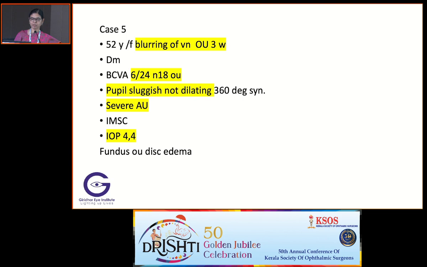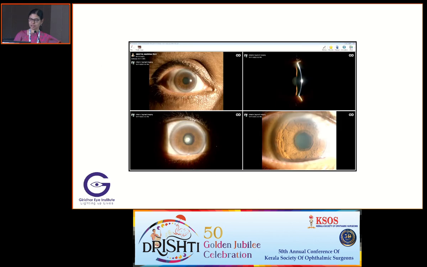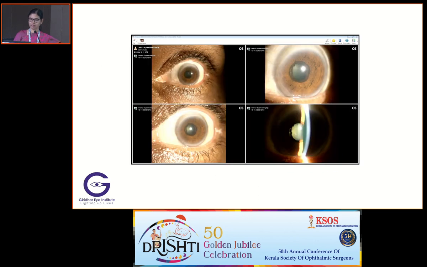A 52-year-old female, blurring of vision, both eyes, 3 weeks duration, and pupils sluggish, non-dilating, severe anterior uveitis. IOP was very low, 4 in both eyes. This is the slit lamp picture of right eye, left eye.